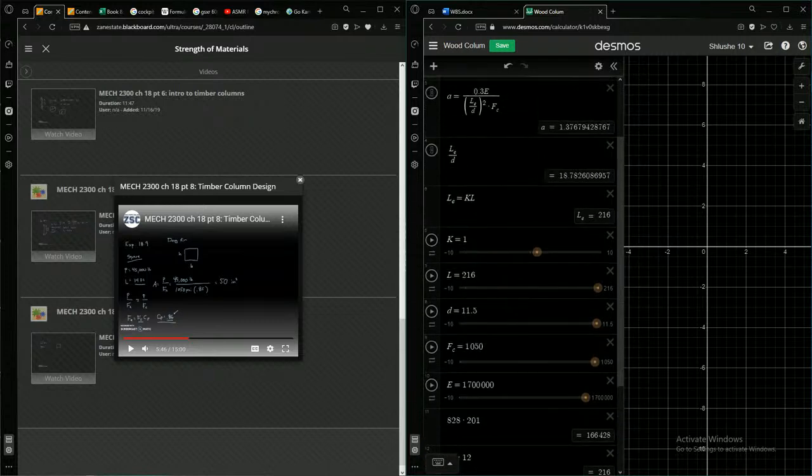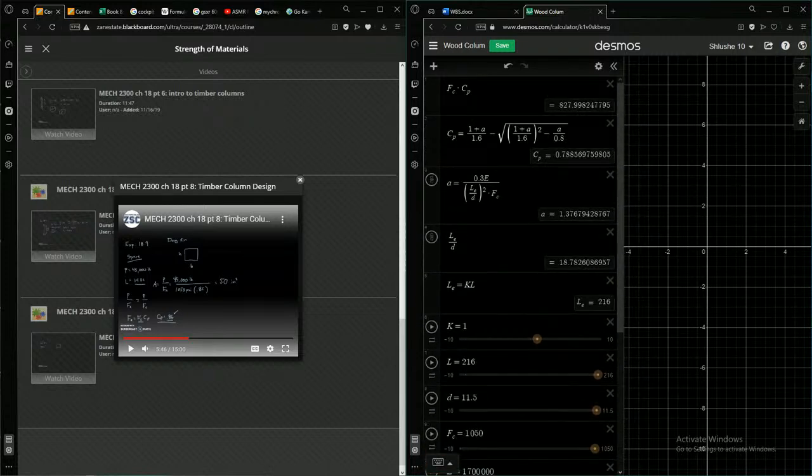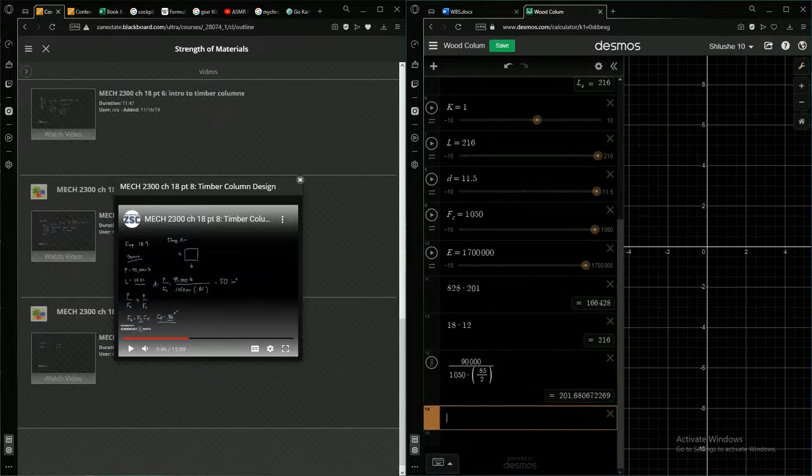Where do I put an area at? Forgot. K times L. Okay, so the length is going to stay the same. It's not going to change. I'm confused. I got lost instantaneously.